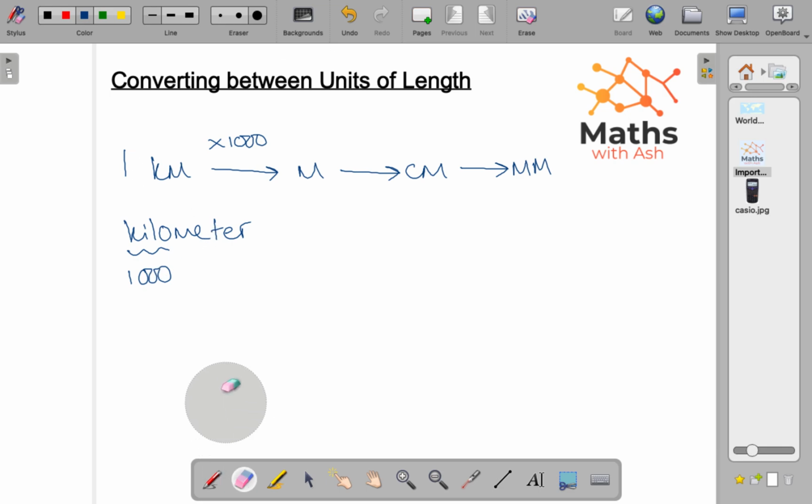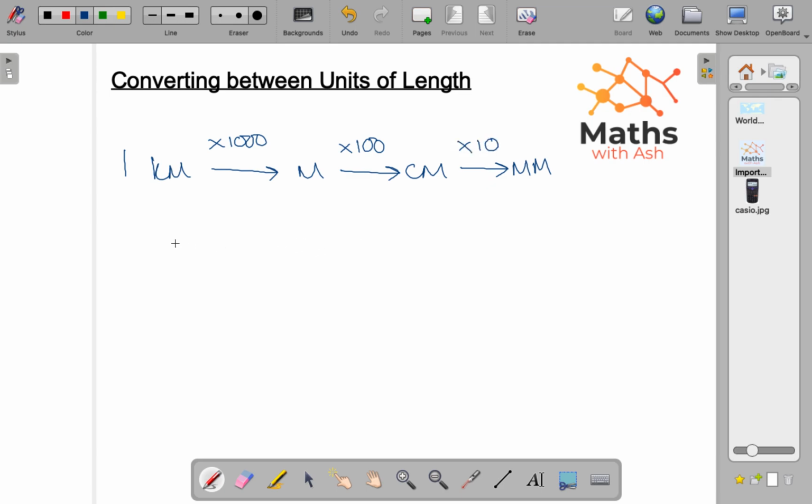Whenever we have 1 kilometer, to get that number in meters, we have to times it by 1,000. Now, from meters to centimeters, there's 100 centimeters in 1 meter. So if we have 1 meter, we times that number by 100 to get the number of centimeters. There's 10 millimeters in 1 centimeter, so to go from centimeters to millimeters, we times by 10.